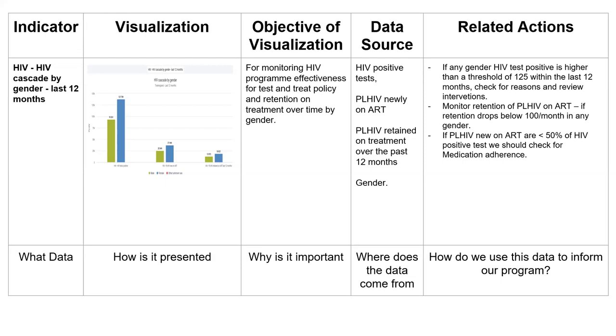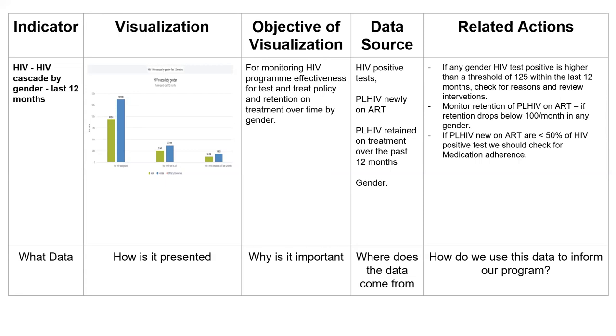Then to monitor, we also looked at monitoring the retention of persons living with HIV on ART. If the number of persons being retained drops below a certain number within a month, in any of the genders, we also looked at that as a situation where there needs to be an intervention. There needs to be a check on why that is happening, and see if there's anything that needs to be done from the public health perspective.